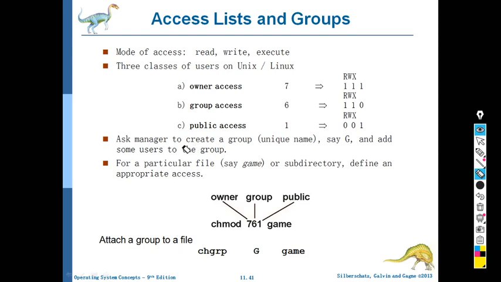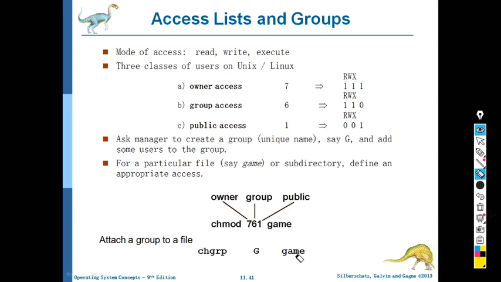Now if a manager creates a particular file, say game, and adds some users to the group, then by setting this number you use the change mode command, for example 761. He has created a file called game. If I give chmod 761 on this file game, it means for public the access right will be this one, for group it is 6, meaning this permission, and for owner it is 7, meaning all the permissions are set. If I want to give all the rights to everyone, then the value of chmod will be 777.